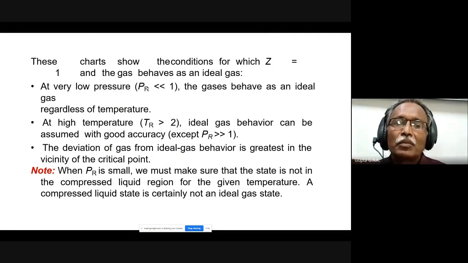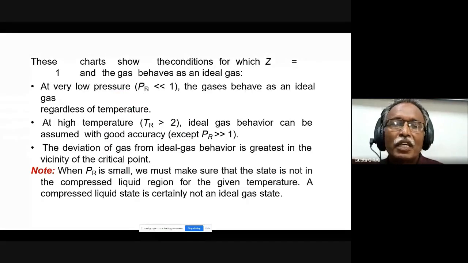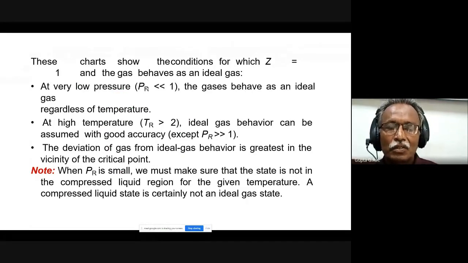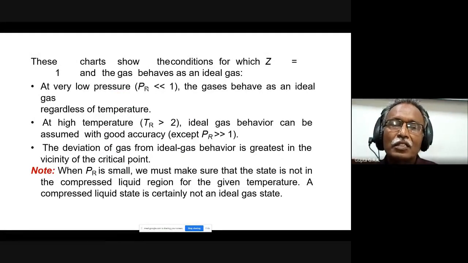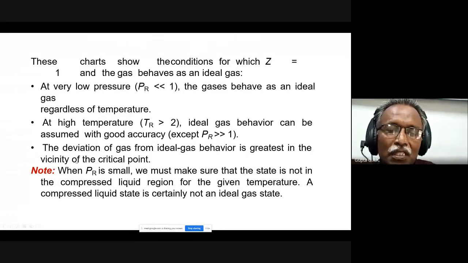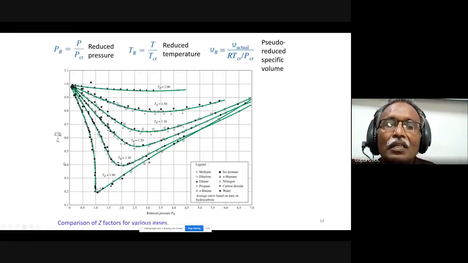At very low pressure, P_R far less than 1, the gases behave as an ideal gas regardless of temperature, whatever the temperature. And at high temperatures, when reduced temperature is greater than 2, ideal gas behavior can be assumed with good accuracy, except at reduced pressure much greater than 1. So if you can see here, again, at T_R equal to 2, almost everywhere it is very near to 1. Okay.